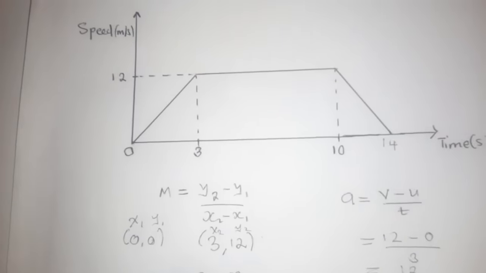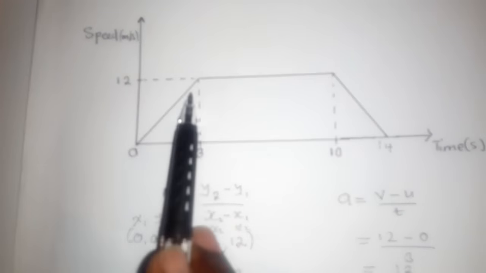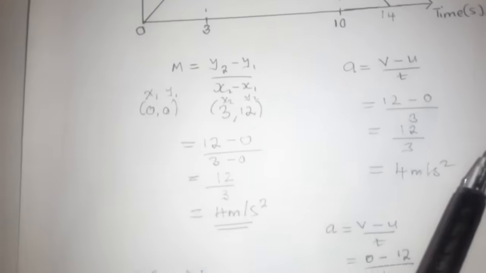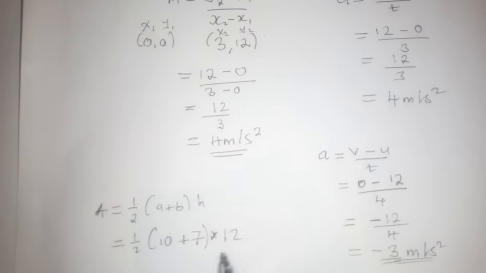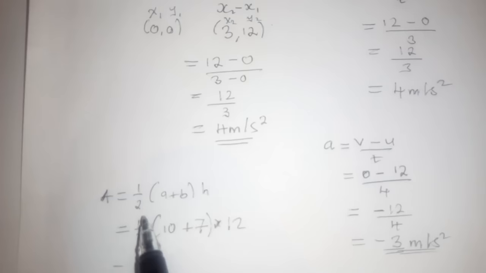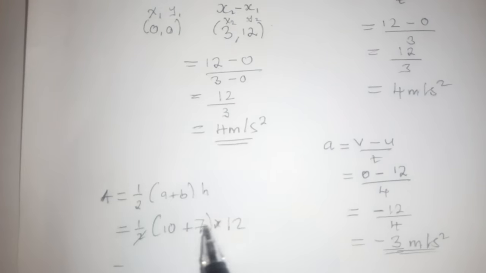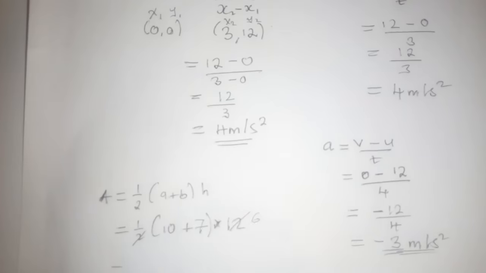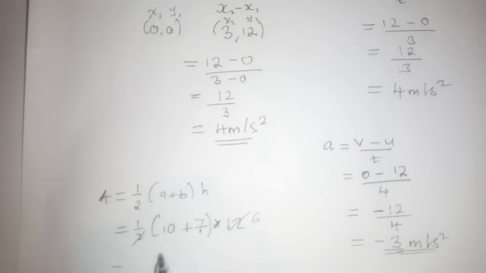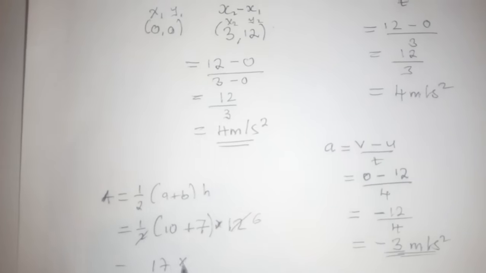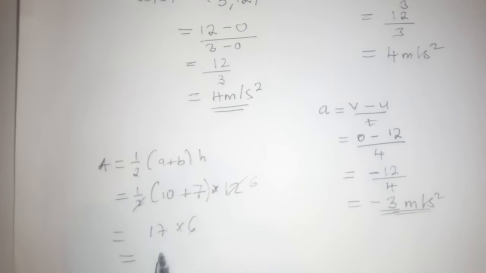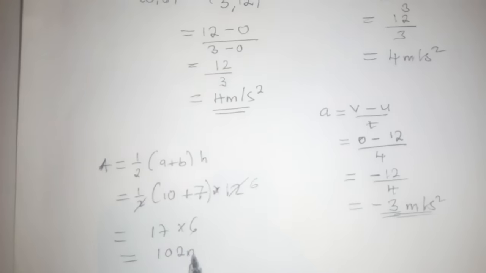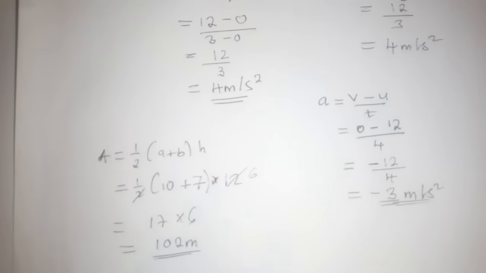We go to our height. Our height will be from here to here, which is 12. So our height is 12 multiplied by 12. So we can work out things here. Since we are not allowed to use a calculator, what we can do is to divide the 2 into 12, which is equal to 6. We add this. It will be equal to 17 times 6. 17 times 6, our answer will be 102 meters. So this is our answer.